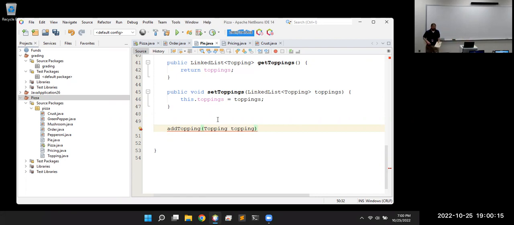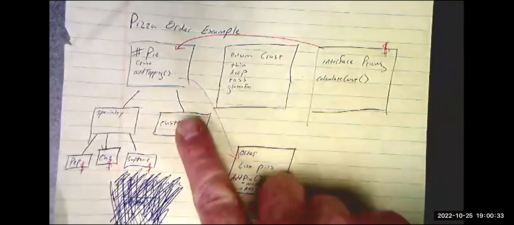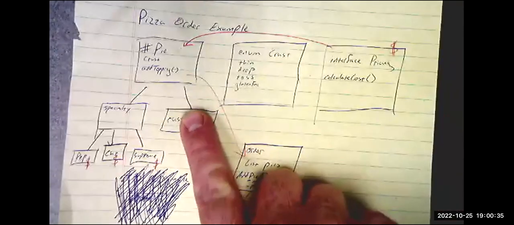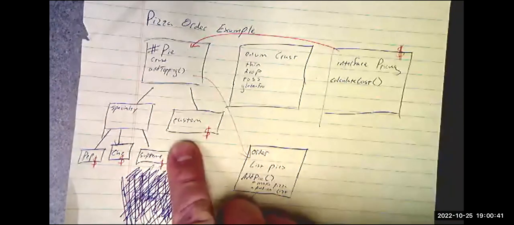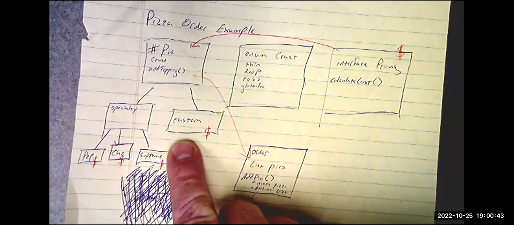So let's look back to the other camera real quick. I think I have to stop screen share here. In the messy plan, it looked like a mess, but is this still on? Basically two types of toppings here, or two types of pizzas. Either specialty pizzas or custom pizzas.